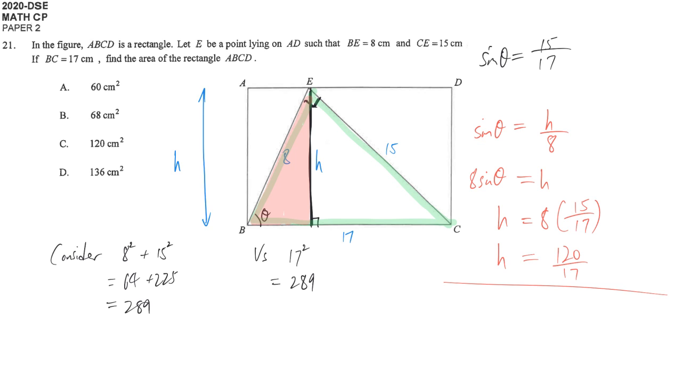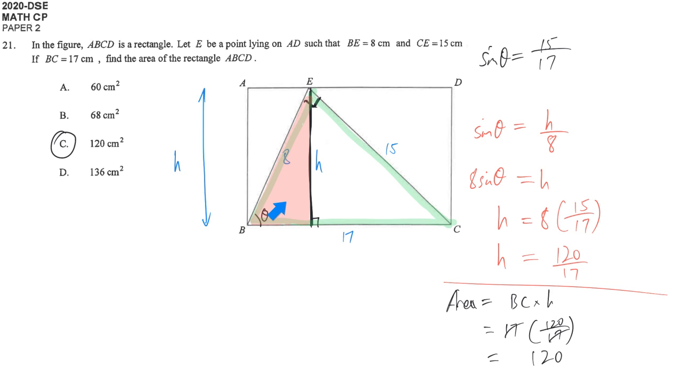Finally, the area of a rectangle is equal to BC times h. BC is 17 while h is 120 divided by 17. They cancel out each other and only 120 is left. Therefore, our answer is C. This is not a very straightforward method because we need to use a trigonometric ratio as a transition.